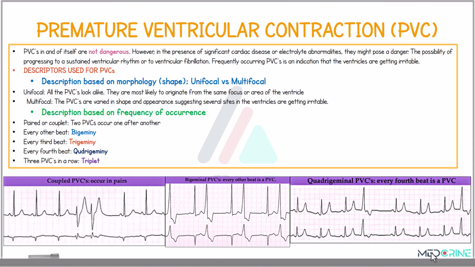So pause the video and try to look at these electrocardiograms that were attached here. One for a coupled PVC, which occurs in pairs. Then we have a bigeminal premature ventricular contraction, which occurs after every other beat. And lastly, we have a quadrigeminal PVC, which occurs every fourth beat.